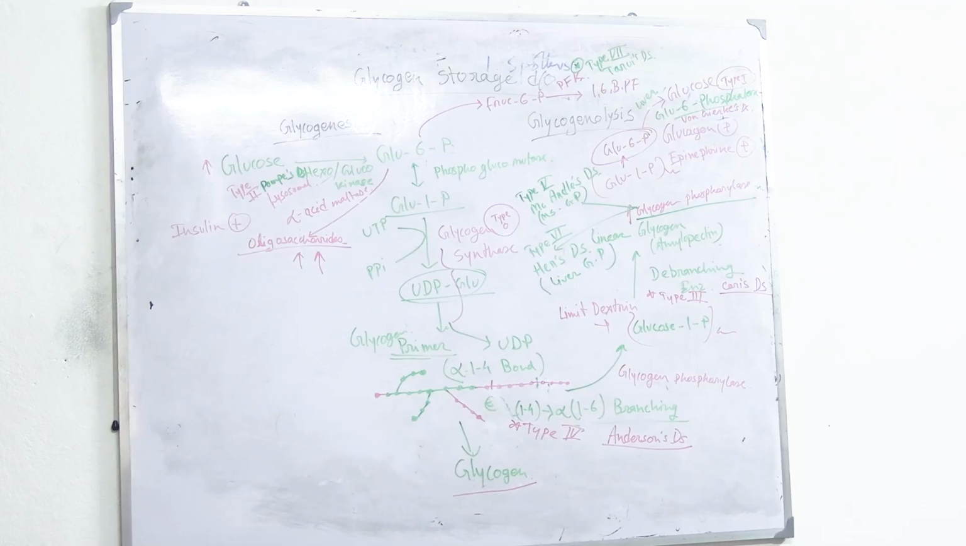Right? Clear to everyone? Type 0 is for glycogen synthase. Now type 1 is for glucose 6-phosphatase, known as von Gierke's disease. This is the most common type of glycogen storage disorder, that is von Gierke's disease.